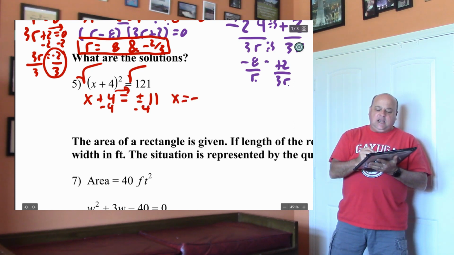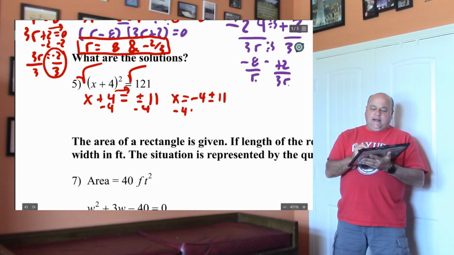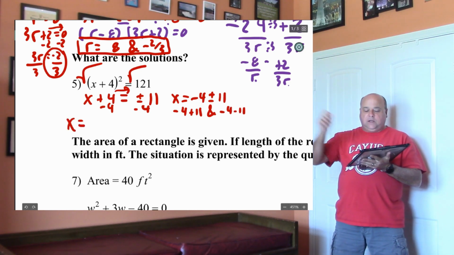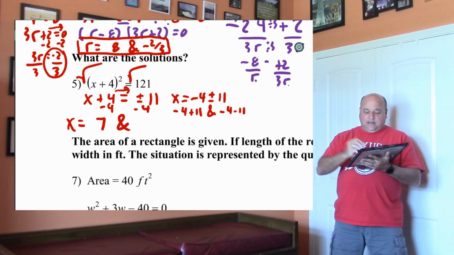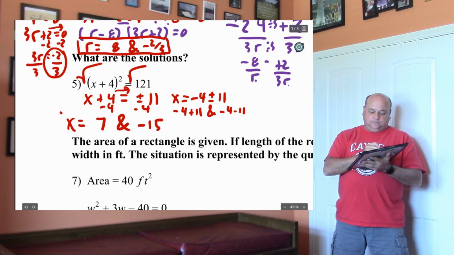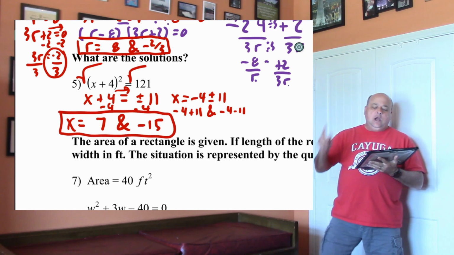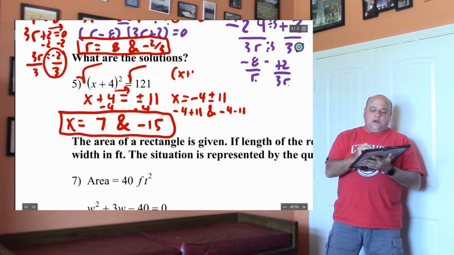So my x is going to equal negative 4 plus 11 and negative 4 minus 11. So I'm going to write down negative 4 plus 11 and negative 4 minus 11. X is going to equal negative 4 plus 11 is 7, and negative 4 minus 11 is negative 15. Piece of cake. Okay? Remember, to graph this, you would need to move the 121 over.